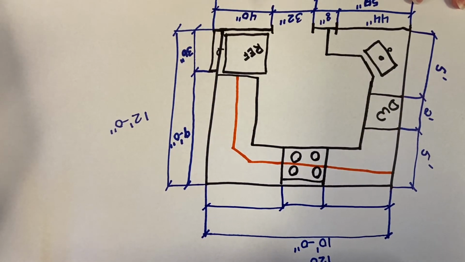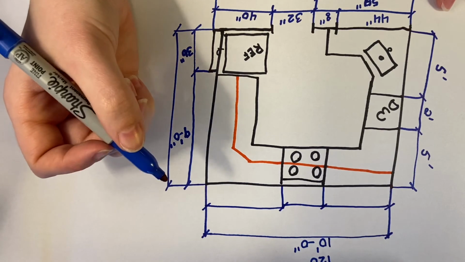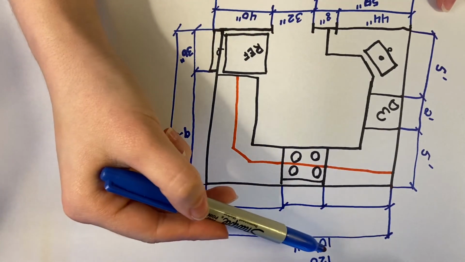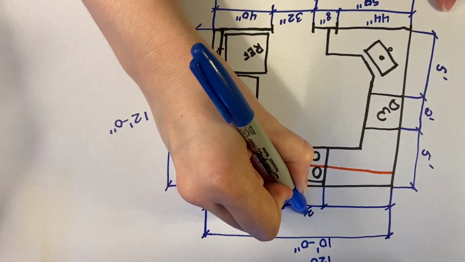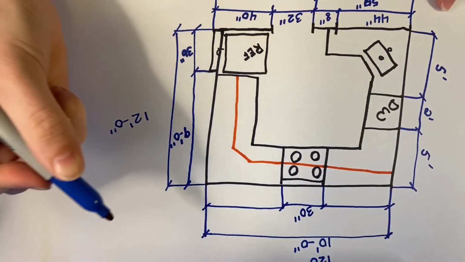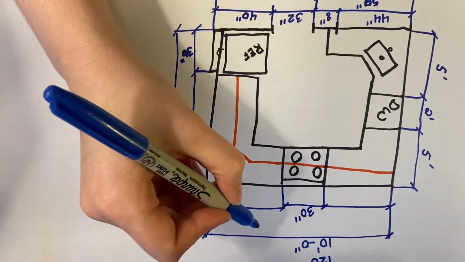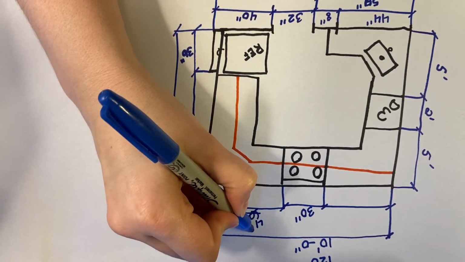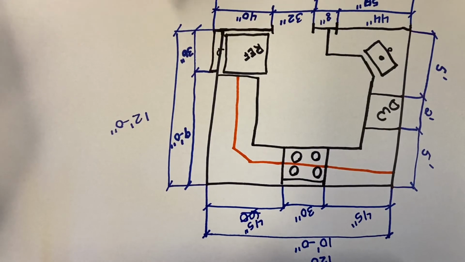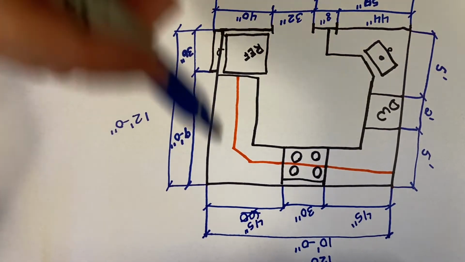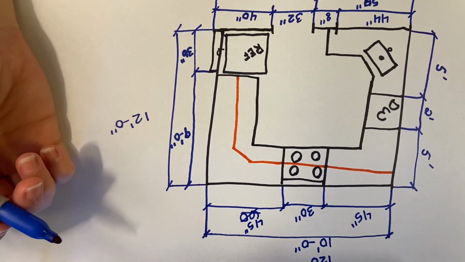Okay, so now we have our new drawing here. So we are looking at our 10-foot opening. And so we are looking at a 30-inch range. And then we are looking at 45 inches and 45 inches. Keeps it really clean and simple. And now we have all of our overall dimensions.